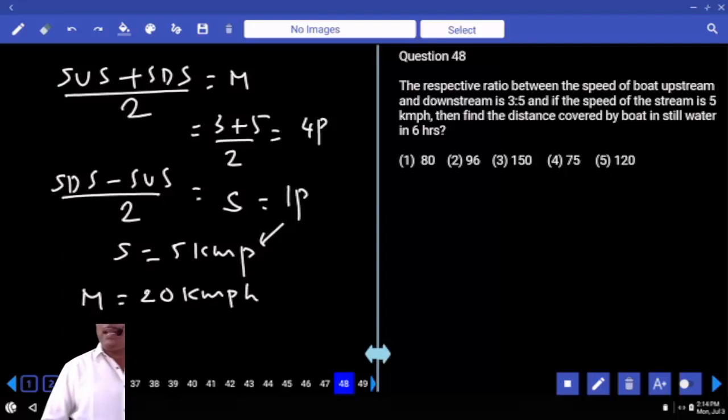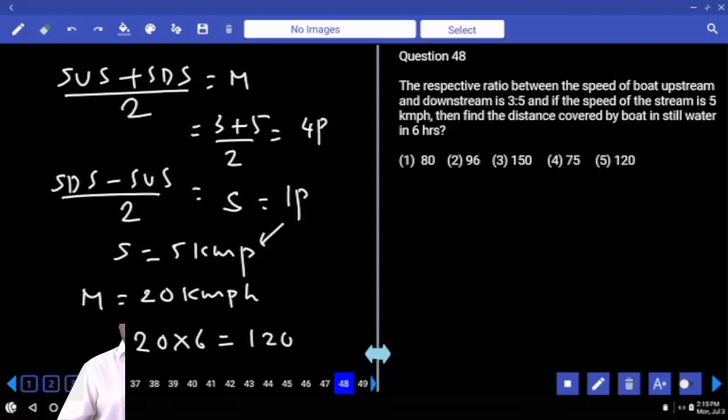But we need to calculate the distance covered by the boat in still water in how many hours? 6 hours. Speed is 20, time is 6. Answer 120.